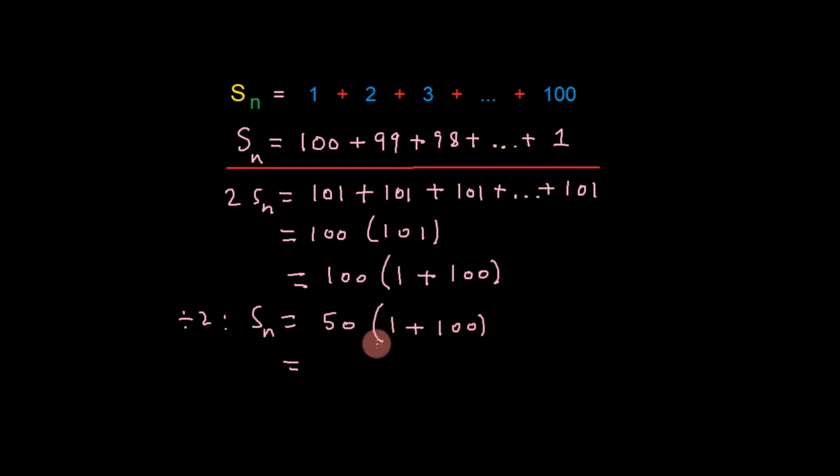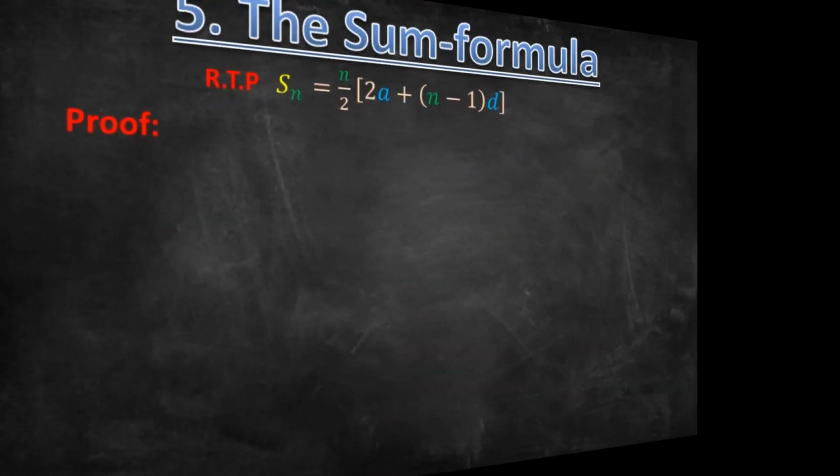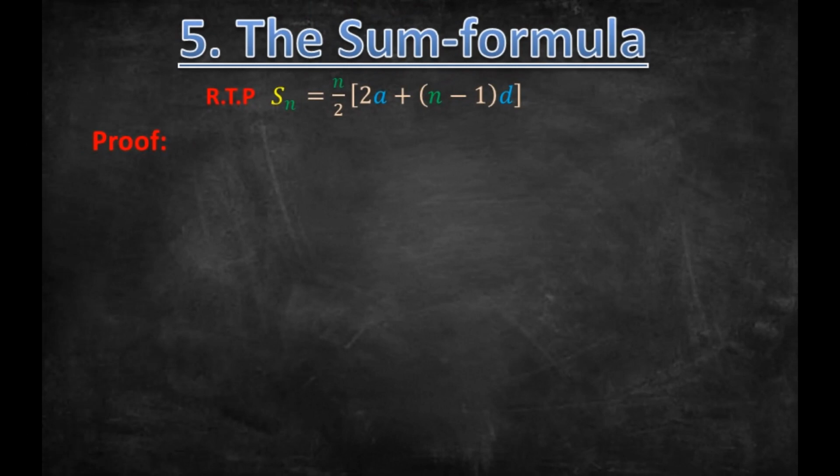S sub n is 50 times 1 plus 100. And we can do this multiplication very easily. 50 times 1 is 50. And 50 times 100 is 5,000. So our answer then comes to 5,050.